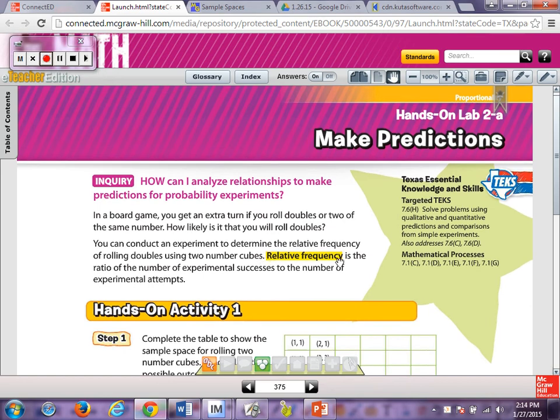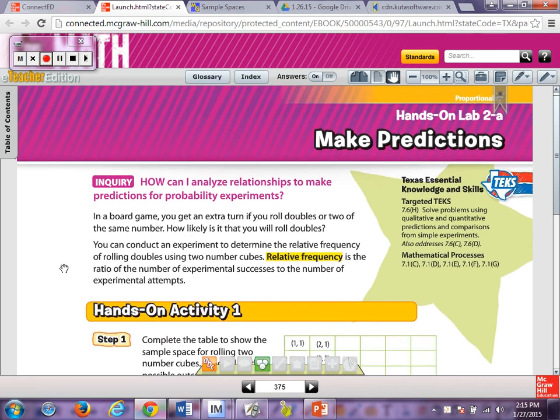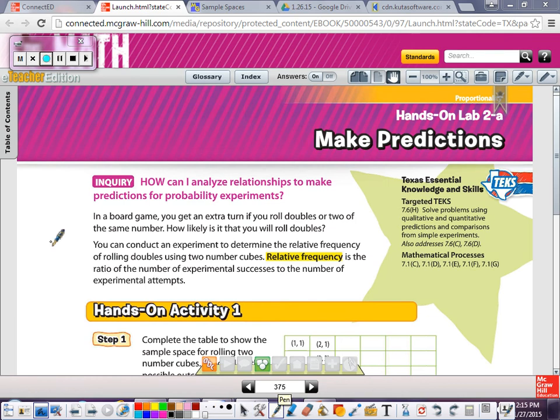Relative frequency is our first word. It is the ratio, which means it's like a fraction. It'll be written as something over something else. It is the ratio of the number of experimental successes to the number of attempts. So it's how many times you were successful at doing whatever it is you want, over how many total times you did the experiment. That's how you write your ratio. And you will be practicing that today as we go on through this lesson.